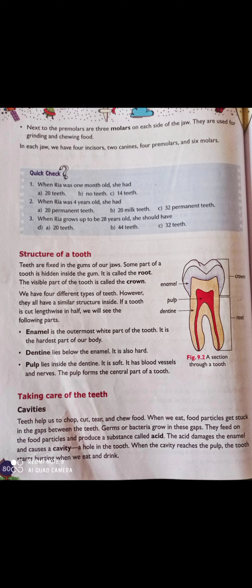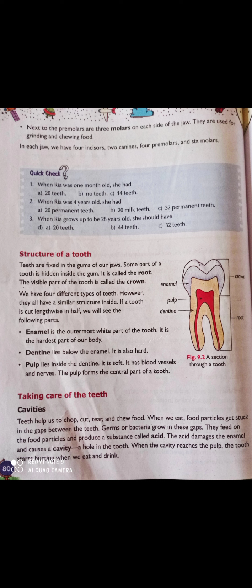Now, what is the structure of a tooth? Teeth are fixed in the gums of our jaw. Some part of the tooth is hidden inside the gum and some part is visible. The part hidden inside the gum is called the root, and the visible part of the tooth is known as the crown. We have 4 different types of teeth. However, they all have a similar structure inside.